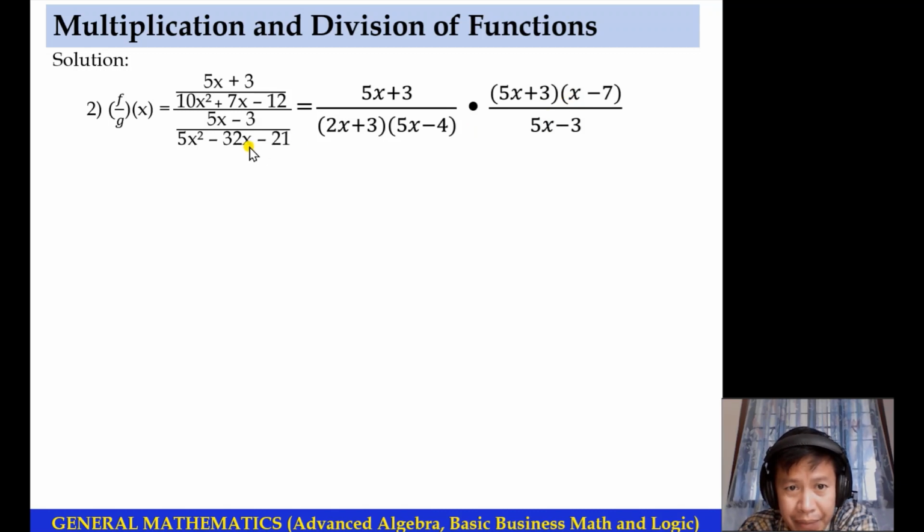We are going to check if the middle term will be coming out. Because if the middle term will not be coming out after adding the product of the outer terms and the inner terms, it means that the factors are incorrect. So we are going to check. 5x times negative 7 is equal to negative 35x. Then, 3 times x is equal to 3x. Negative 35x plus 3x is equal to negative 32x. And these factors are correct.